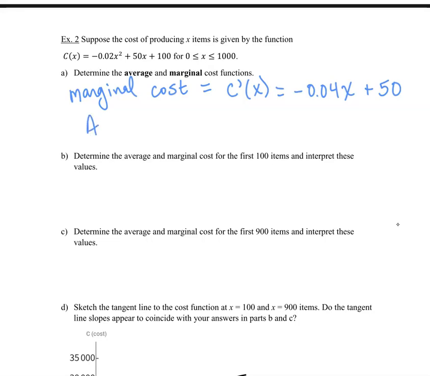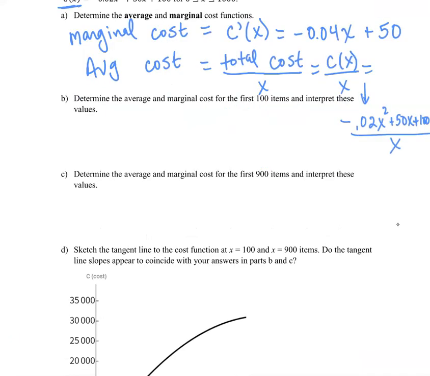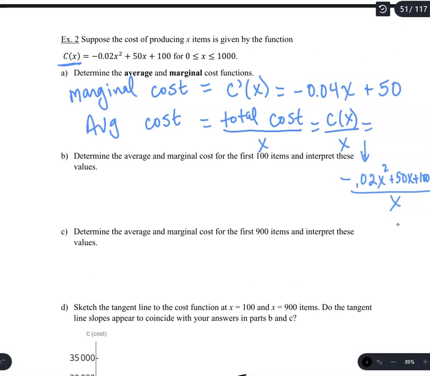The average cost, on the other hand, is if I take the total cost and I divide it by however many items are produced. So the total cost is the original cost function. So that's going to be C of x divided by x, which I've written down here. That's the original function, the negative 0.02x squared plus 50x plus 100, this function up here, divided by x. So that average cost does not involve the derivative at all.